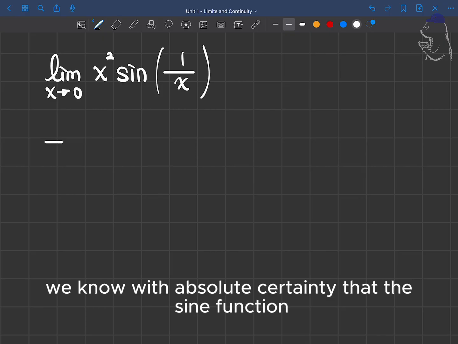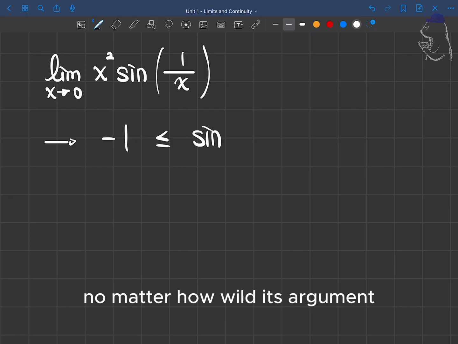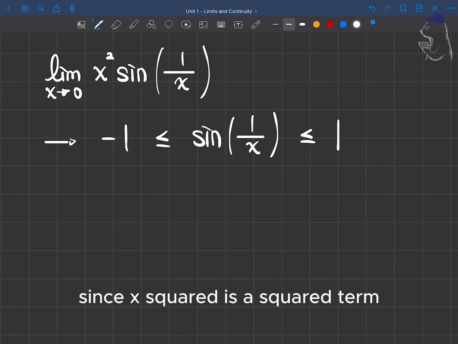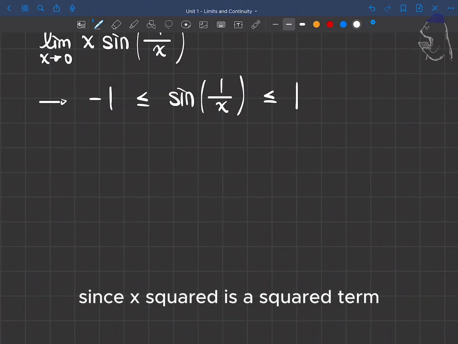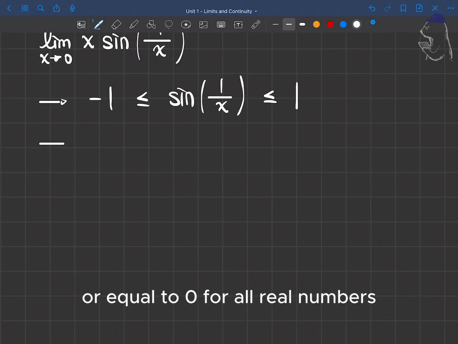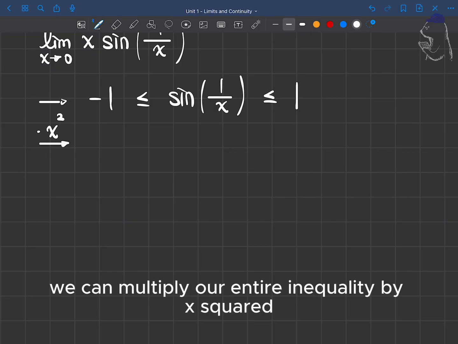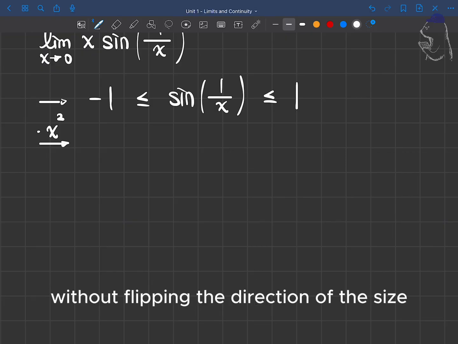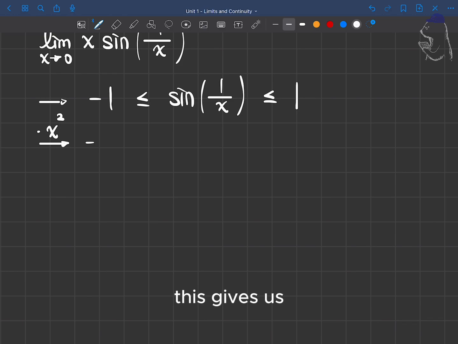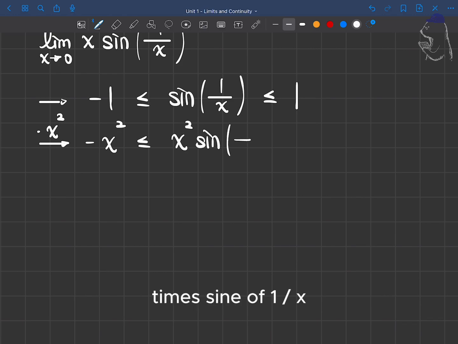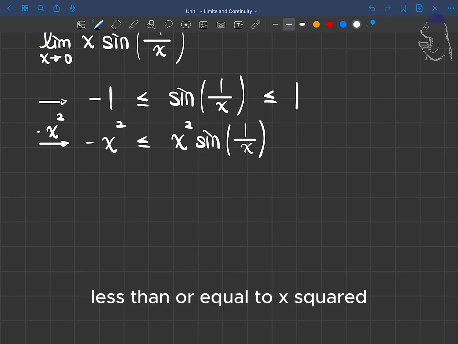We know with absolute certainty that the sine function, no matter how wild its argument, is always bounded between -1 and +1. Since x squared is a squared term, it is guaranteed to be greater than or equal to 0 for all real numbers, meaning we can multiply our entire inequality by x squared without flipping the direction of the signs. This gives us -x squared is less than or equal to x squared times sine of 1 over x, less than or equal to x squared.